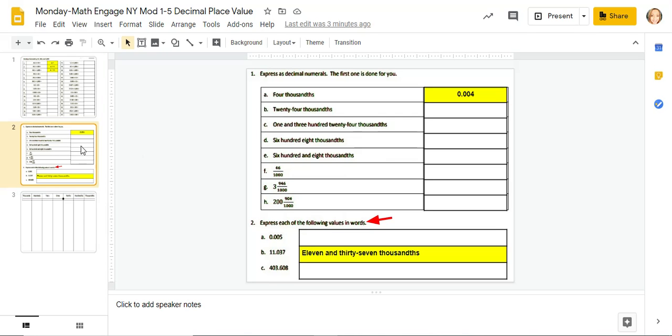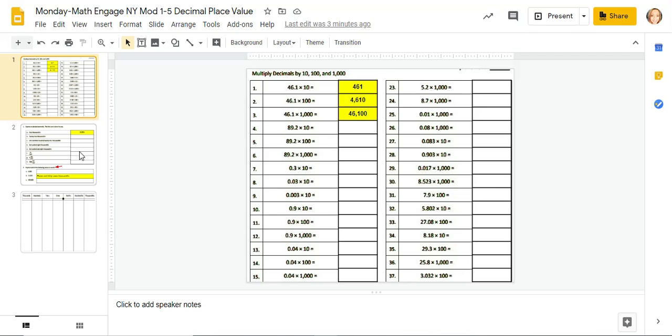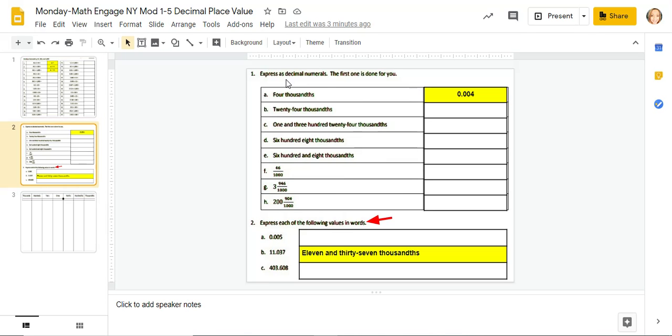Okay, so your assignment, I only gave you 2 of the problems from Engage New York to start you off with, because there is a DMS type thing there. So you have express decimals as numerals, which are numbers. So basically write these that are written out, write them as decimal numbers. So the first one is done for you. So you say 4 thousandths.